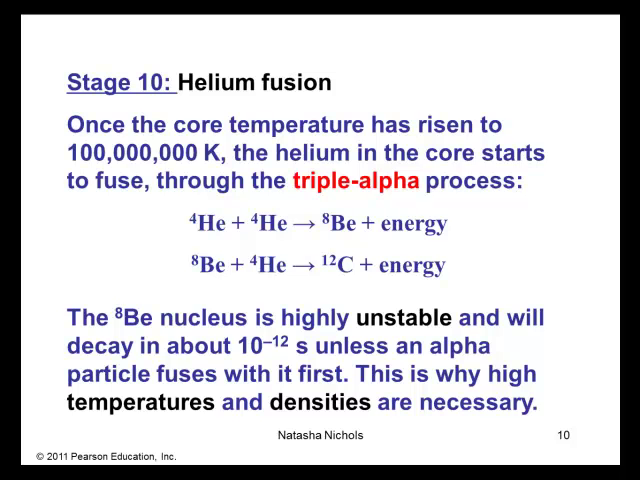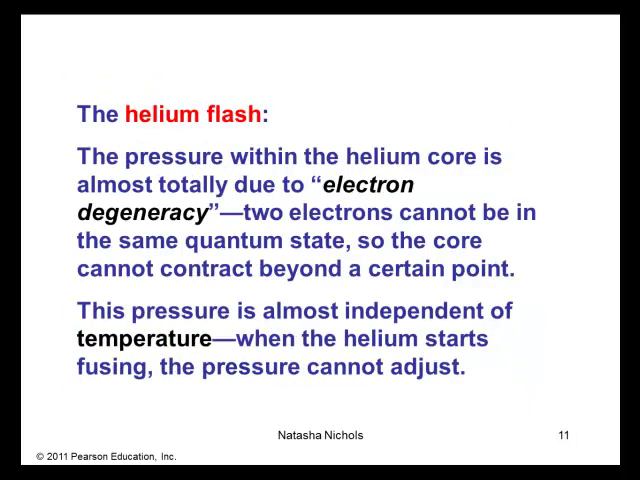The reason that happens is because beryllium-8 is highly unstable, and it will decay within about 10 to the minus 12 seconds. That is why high temperatures and densities are necessary in order to get carbon at the core of a star.